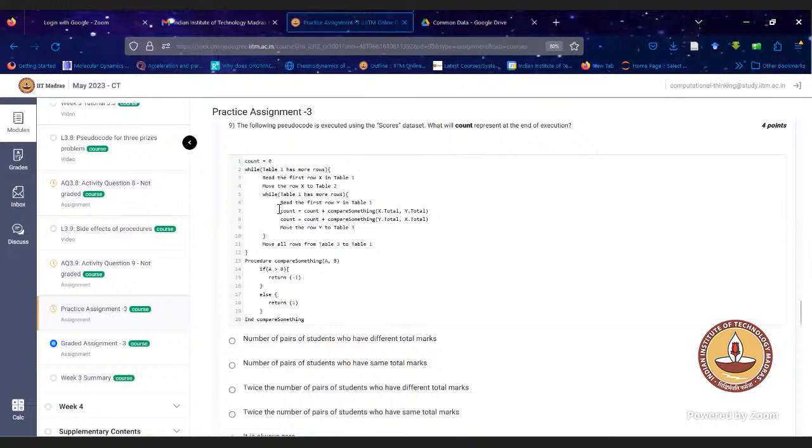So count is equal to count plus. Suppose this condition is true and it is returning -1. So the count will become -1, right? Yes. But then in this scenario, the -1 count will be added by 1, so it will again become 0. Because they're essentially operating on the same variable.